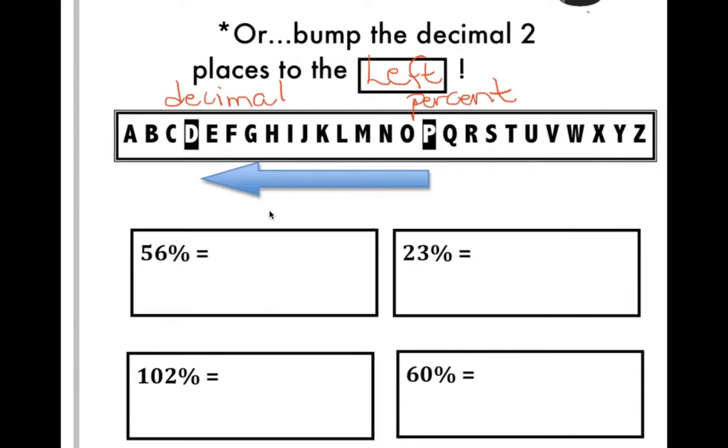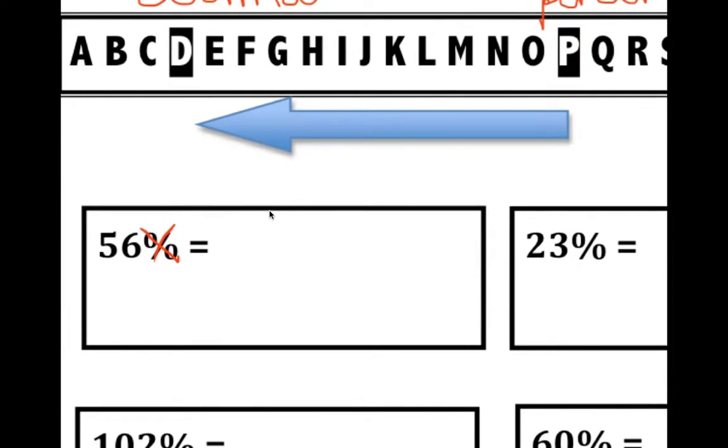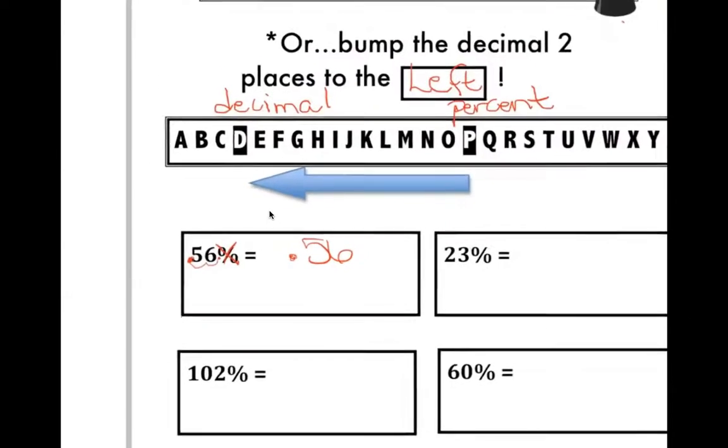Like if you're looking at 56%, first I'm going to drop that percent sign, so I'm going to just cross it off, and then it says to move the decimal 2 places to the left. But hey, wait a second, I don't even see a decimal. Where is it? Well, you should know that there's always a decimal at the end of every whole number, whether you see it or not. So it's right there after the 6. The decimal is right here at the end, okay? And I'm going to move it 2 places to the left. 1, 2, it ends up right in front of the 5, and it becomes 0.56. That is our decimal.